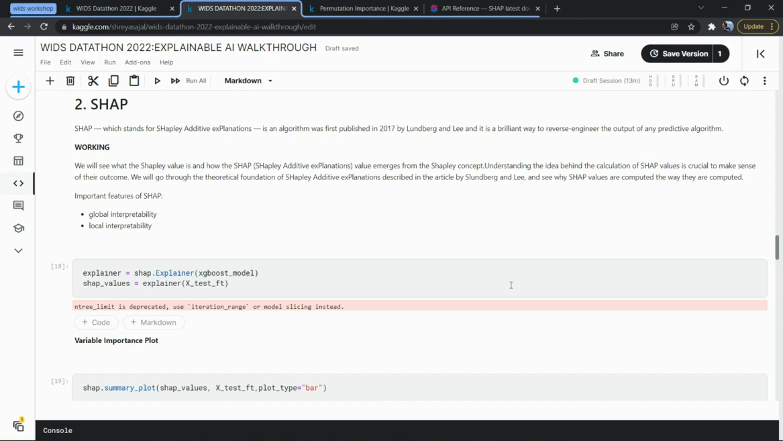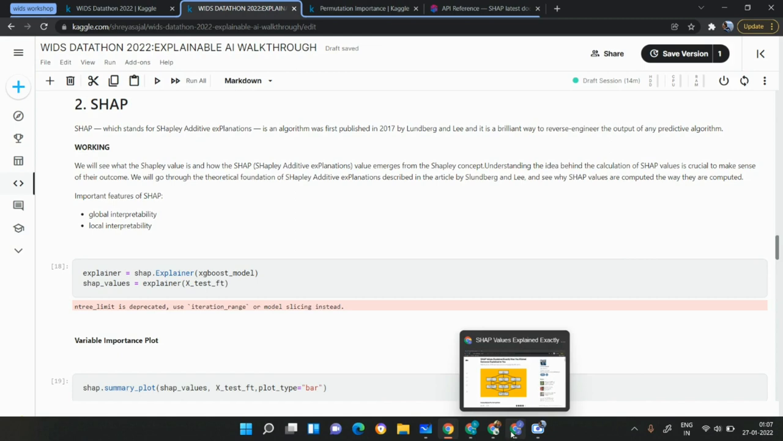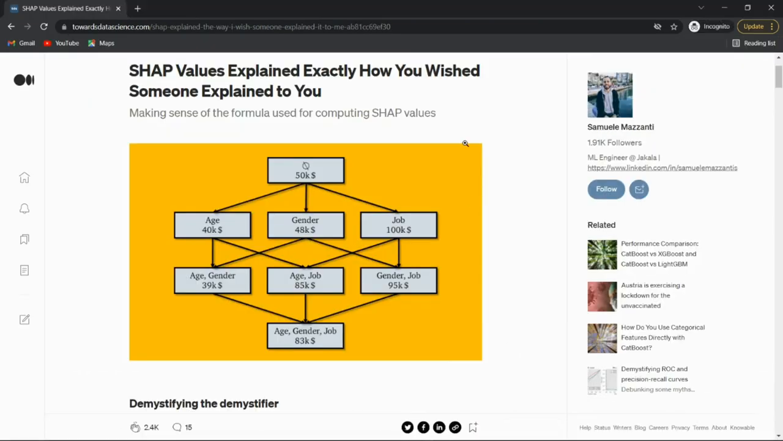So we will now look at the Shapley values and how the SHAP values emerge from the Shapley concept, that is, in game theory. So we will see how these SHAP values are calculated, and how it is very crucial to understand the calculation of this SHAP value in order to make sense of their outcome. So going through the SHAP values calculation, I'll go through a very nice blog written by Samuel Mazanti, ML engineer at Jakala, and he has explained in great detail how to make sense of the formula that is used for computing the SHAP values.